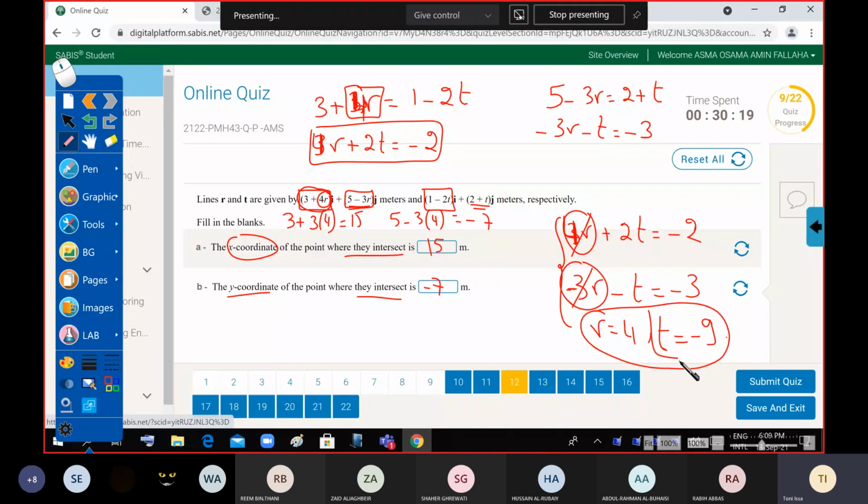Or you can take t and substitute it in the second equation. It will also give you 15 and minus 7. Try it, you will see that you will get the same answer. Unless I made a calculation mistake, it has to give you the same answer.